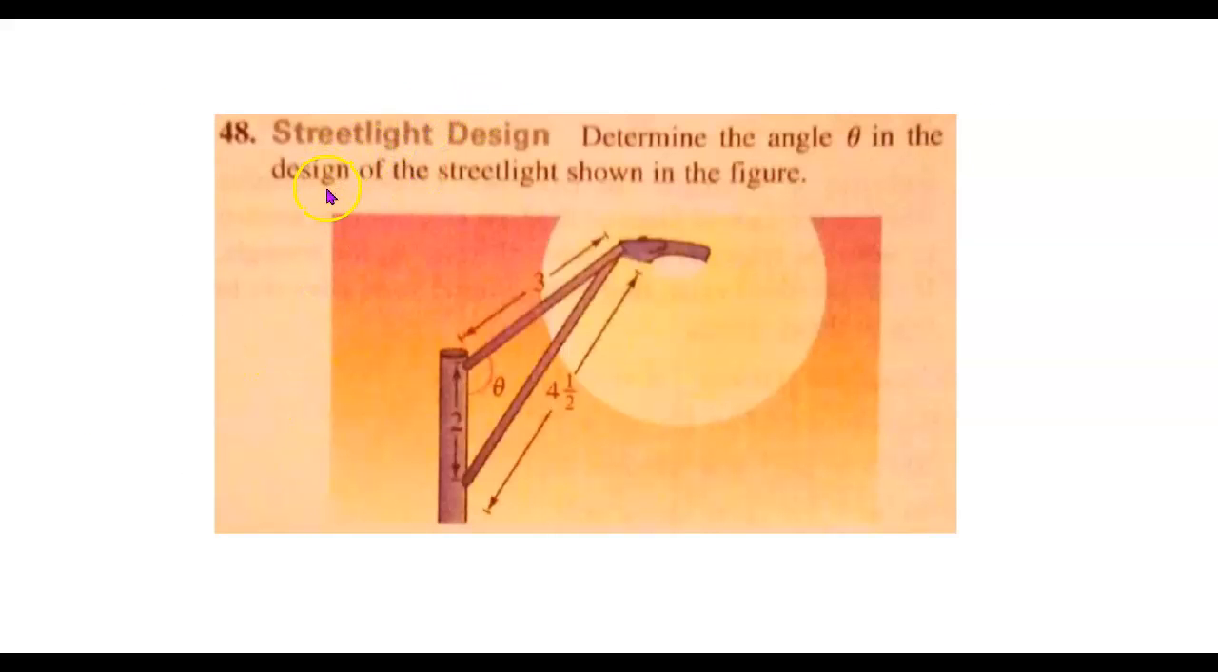Now a couple of applications. Stolen from the book, this is number 38. Determine the angle theta in the design of the street light shown in the figure. So we've got this angle between the pole that the street light is on and this rod up here to the light. We want to know what that angle is. If this has a length of 3, this is 2, and this is 4.5. Notice how that is a triangle.